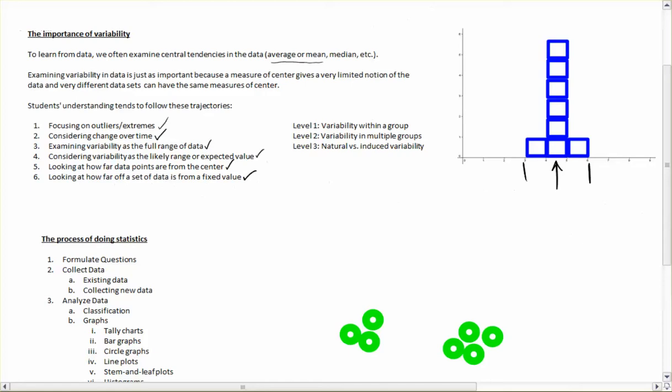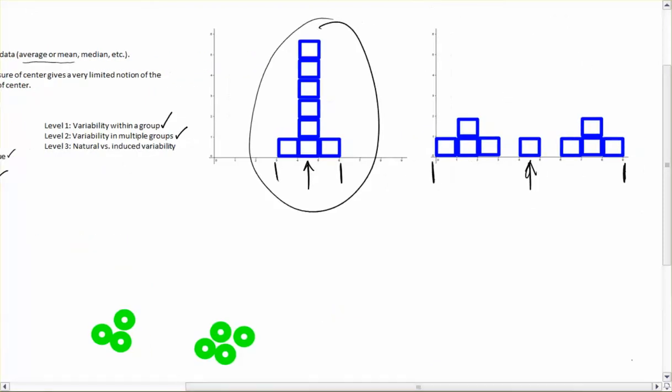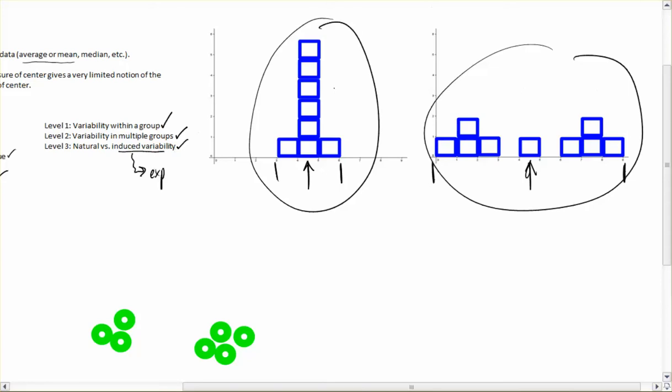Another trajectory that they tend to follow is students tend to initially think about variability within one group, or that, for example, they could look at this set of data and think about the variability of that, and then they move on to more sophisticated thinking and comparing variability in multiple groups. How does the variability in the left compare to the variability on the right? Finally, they can consider natural versus induced variability, and induced variability comes from experiments when we specifically alter something.